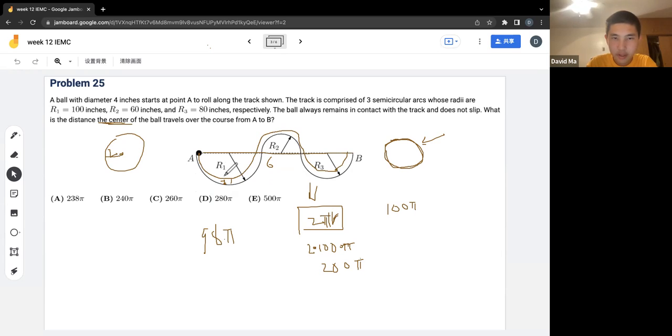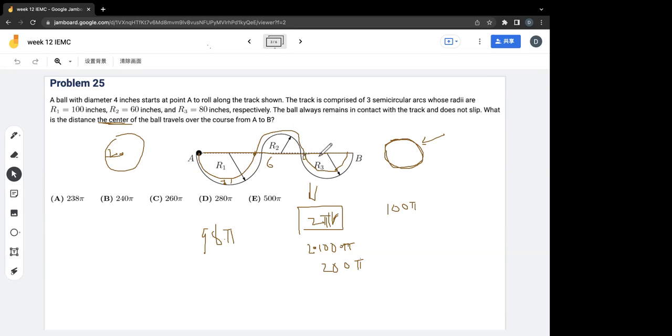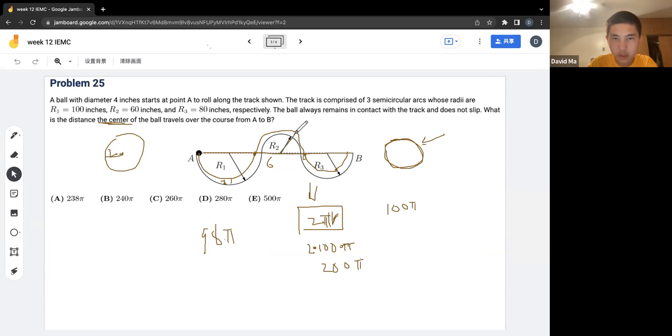For the first part, it's going to be the original radius minus 2, because it's actually traveling less distance, right? But after you reach this point, it's actually going more than the radius, so you have to add 2. This part originally is 60, so after we add 2, the radius becomes 62. And then the circumference of the semicircle is going to be 62 pi.